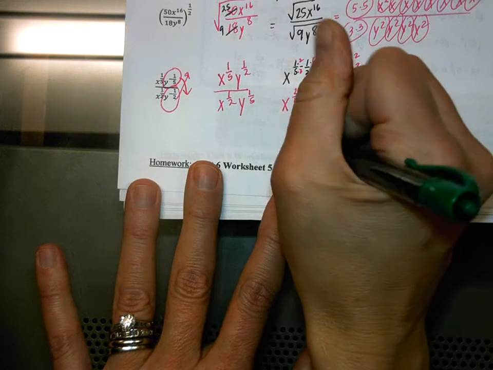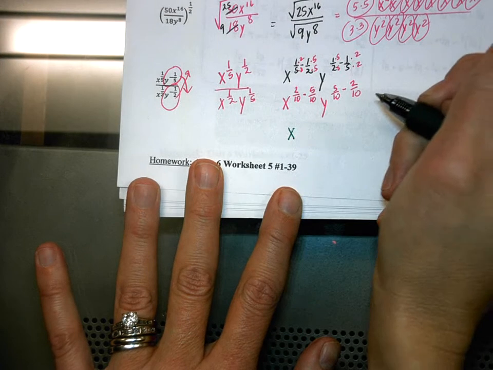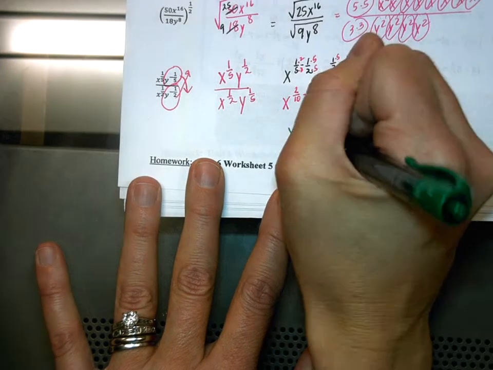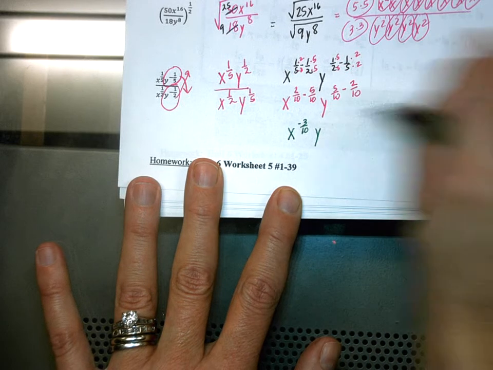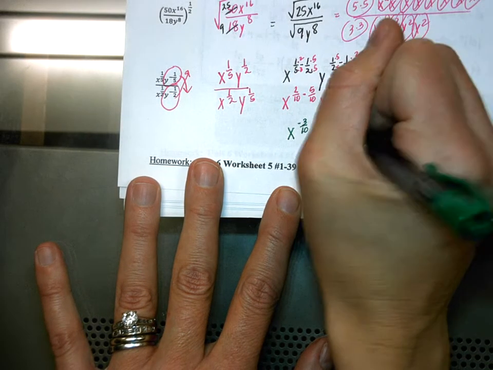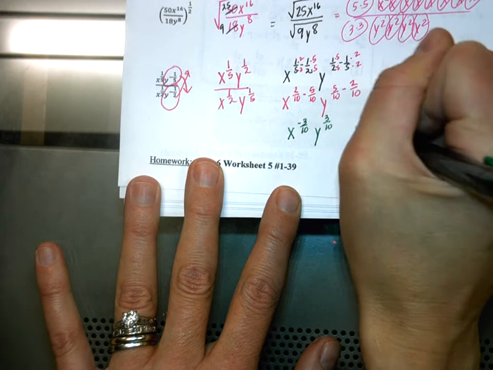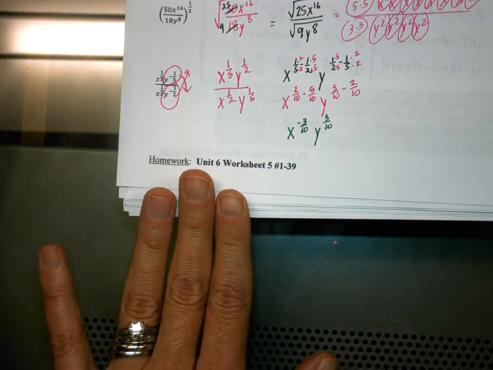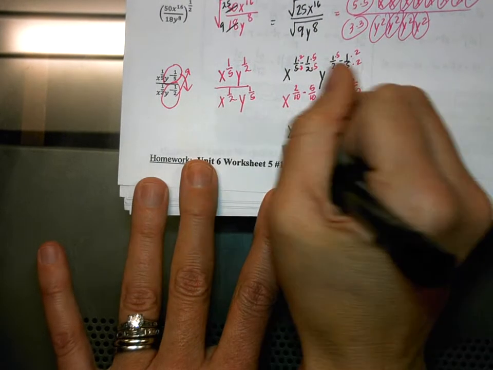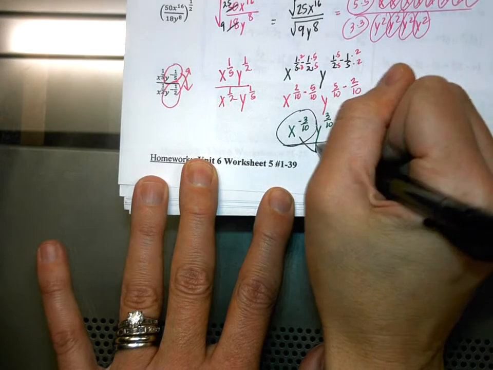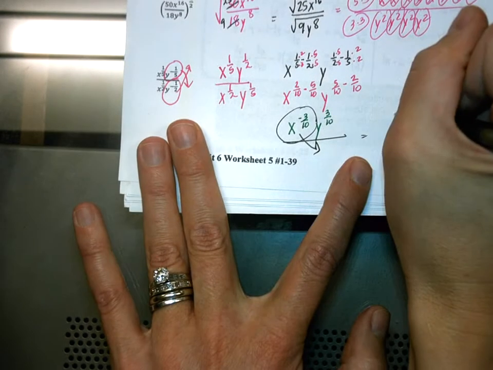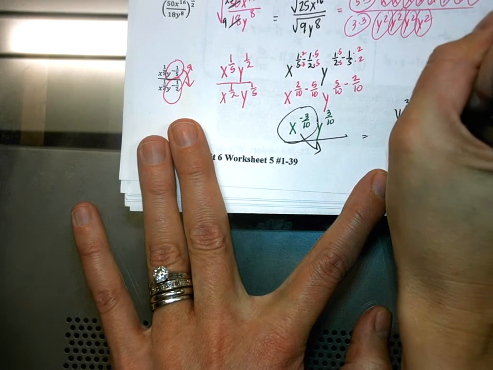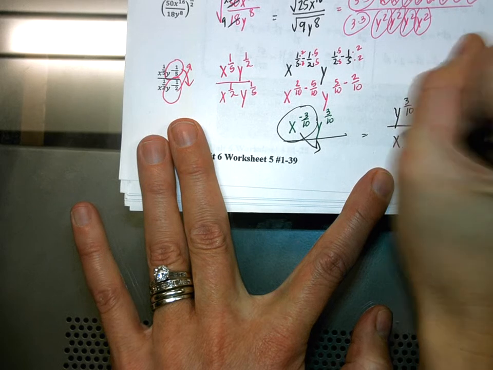For the x's, it's going to be to the negative 3/10, and for the y's, it's going to be positive 3/10. And is that an acceptable answer? No. What would we still need to do? Good. Move this one negative exponent to the denominator. And so now I have y to the 3/10 over x to the 3/10.